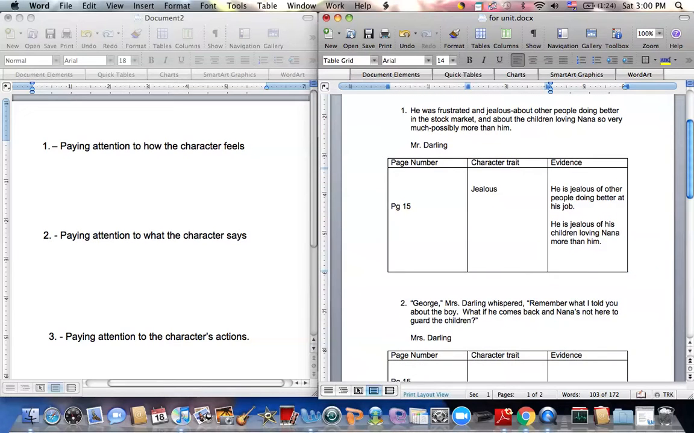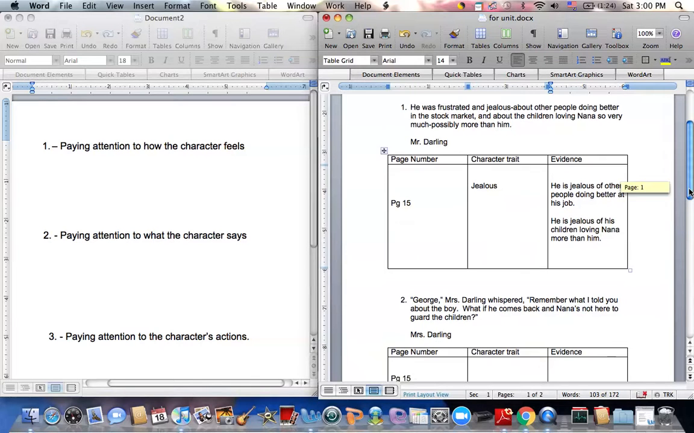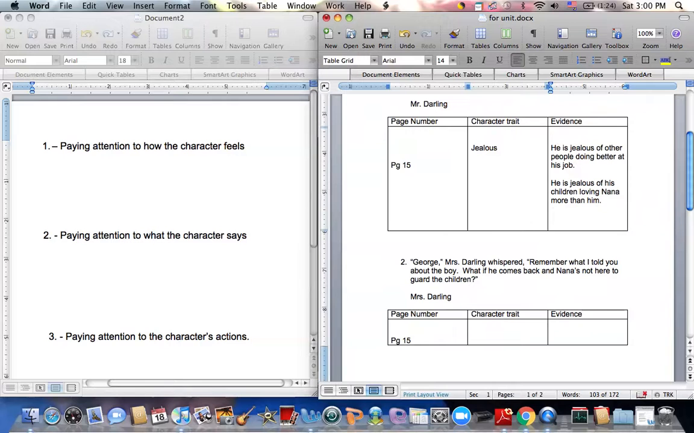With the number 2, I'm going to focus on paying attention to what the character says. So this passage says, George, Mrs. Darling whispered, remember what I told you about the boy. What if he comes back and Nana's not here to guard the children? So in this story, Mrs. Darling is talking to her husband.